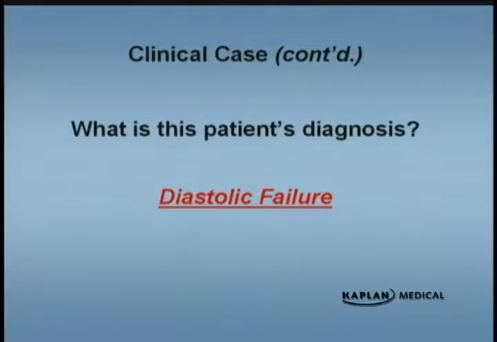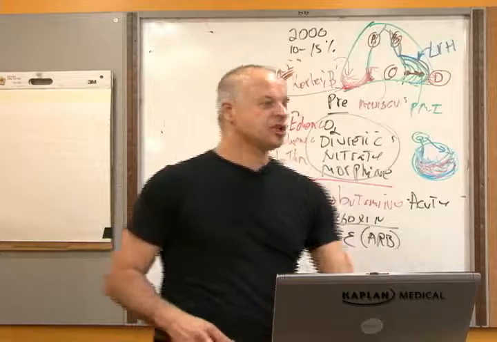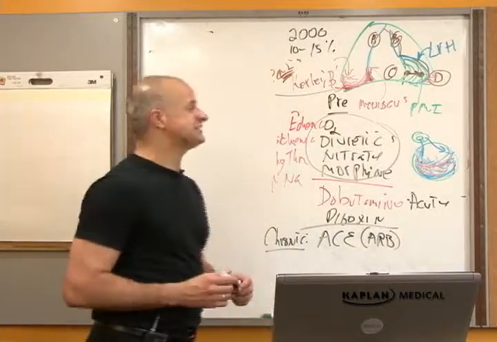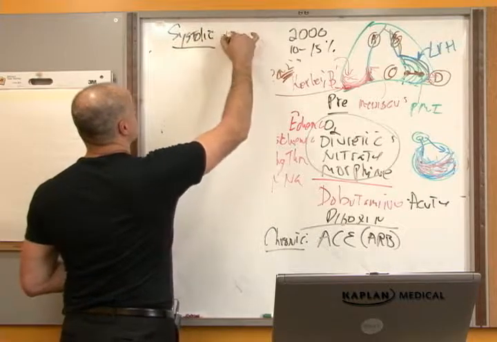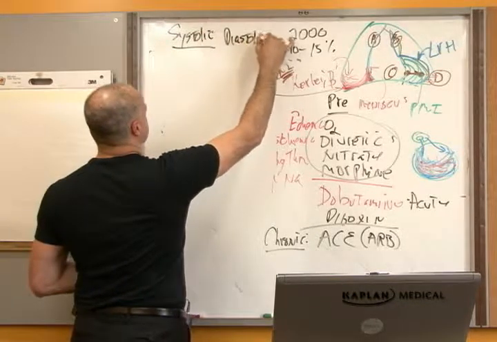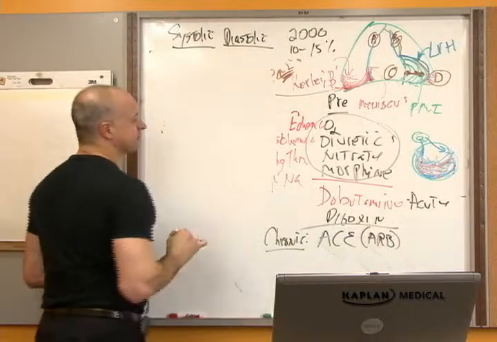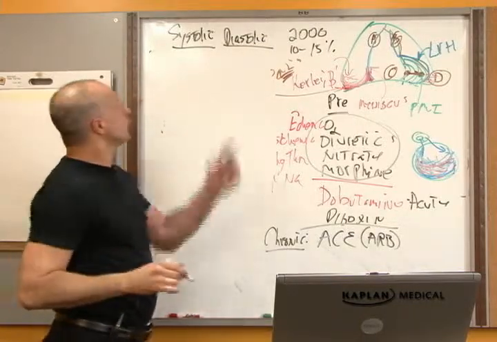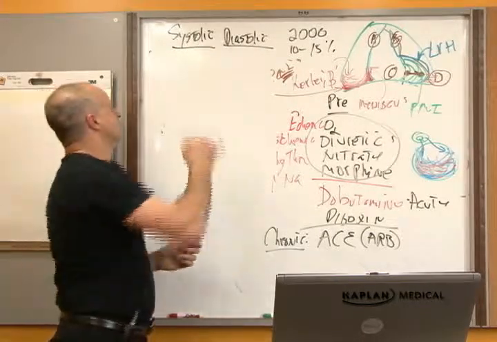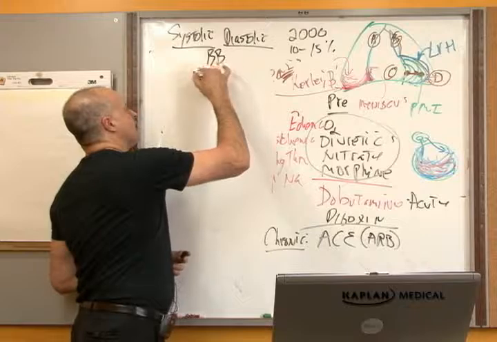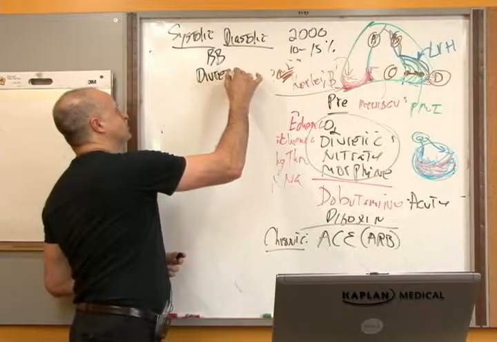Now, what is the only way to tell the difference between systolic and diastolic failure? The only way is to do an echocardiography. The echo tells the difference. Which of these two gets a beta blocker? They both do. They both get beta blockers and they both get diuretics.